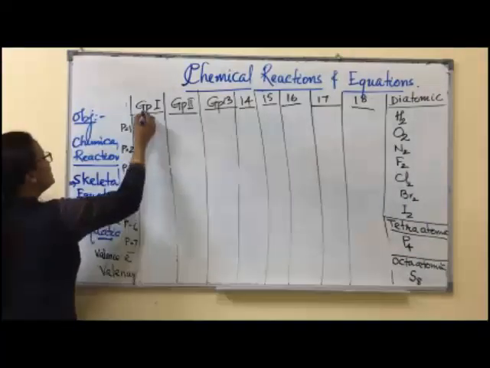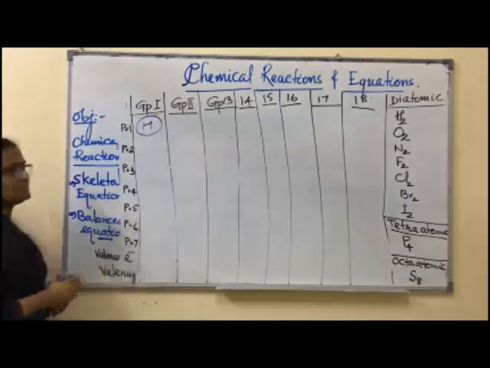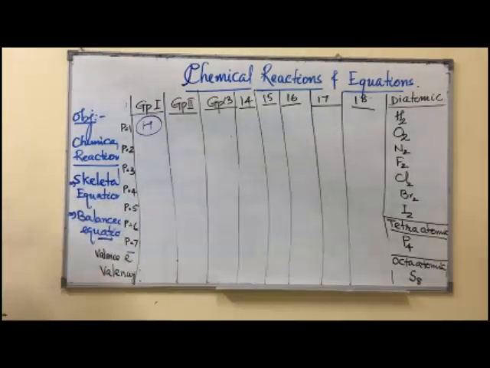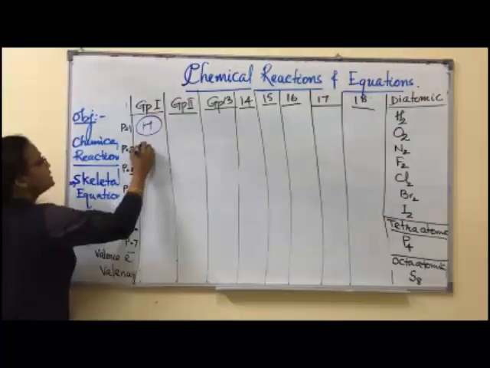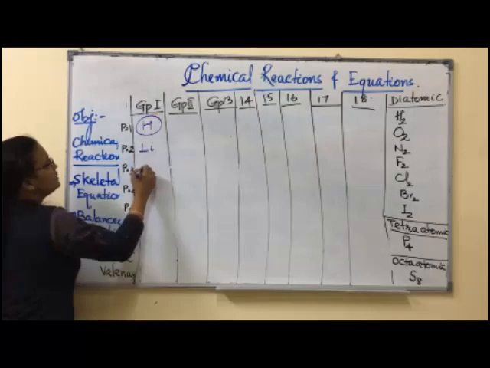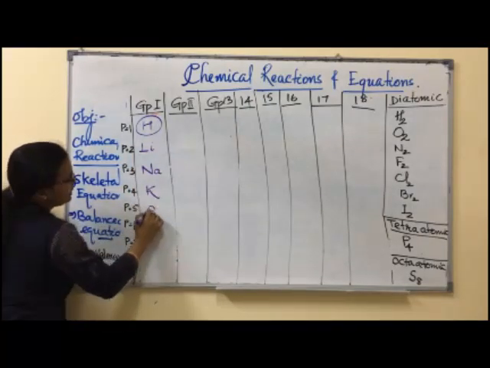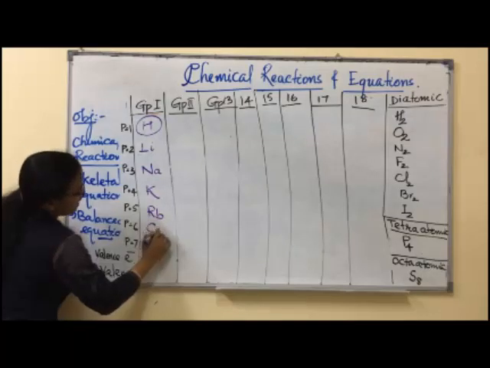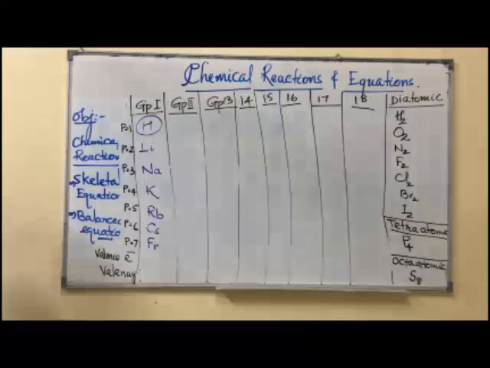So here in group 1 we are writing hydrogen also, but hydrogen is not exactly in group 1. That we will discuss in another lesson, but I am putting hydrogen here. So hydrogen, the next element will be lithium, then sodium, then potassium, then rubidium, cesium and francium. These are the elements in group 1.